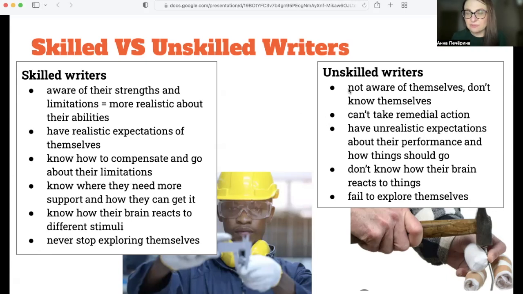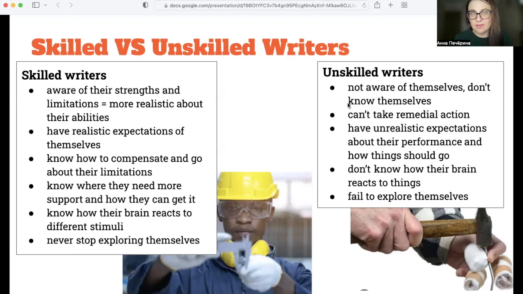And unskilled writers are just the opposite. So they are not aware of themselves at all. They don't know themselves. So they might not be ready for that. They might not have had any previous experience of exploring themselves. Yeah, if their previous teacher just told them what to do, like don't think, just do. Sometimes it works, but sometimes it can spoil the process.